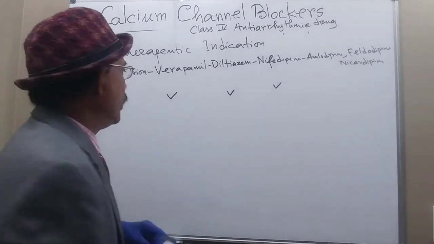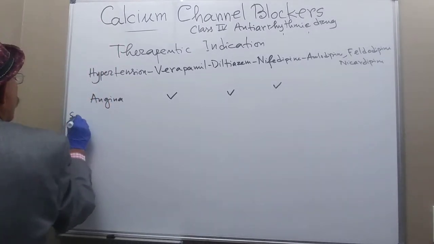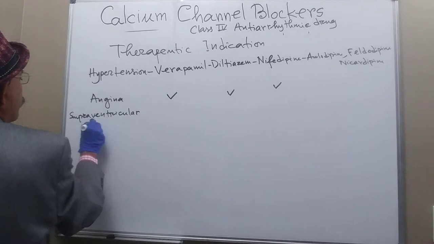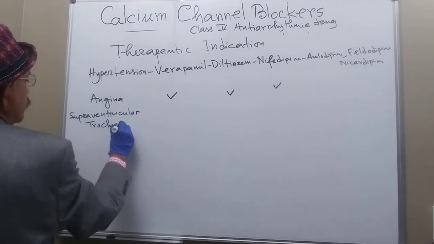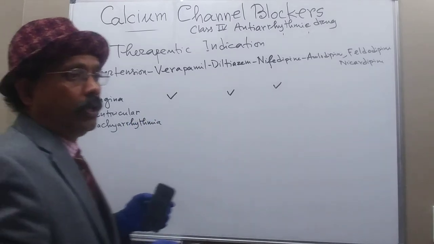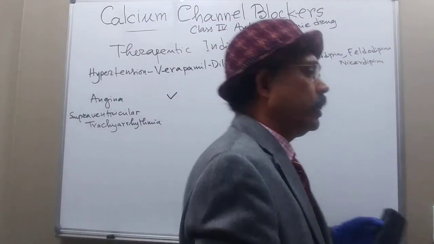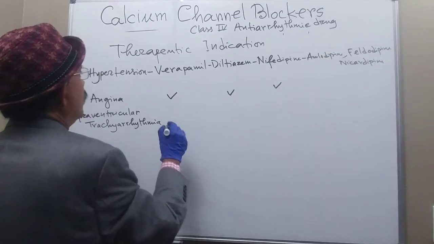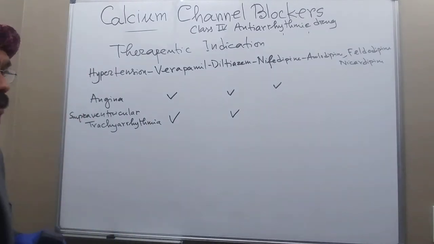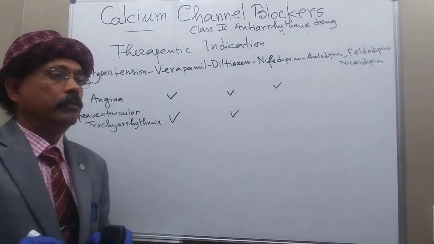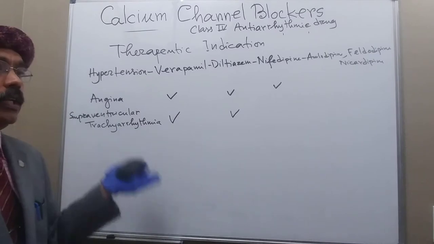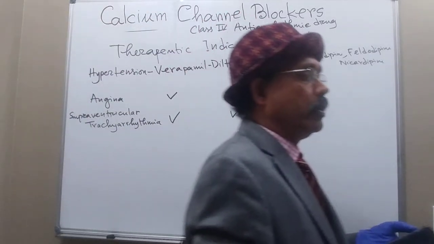Okay, then supraventricular tachyarrhythmia. What is the drug for supraventricular tachyarrhythmia? We used to give verapamil and diltiazem. So verapamil, diltiazem, we use that for supraventricular tachyarrhythmia.